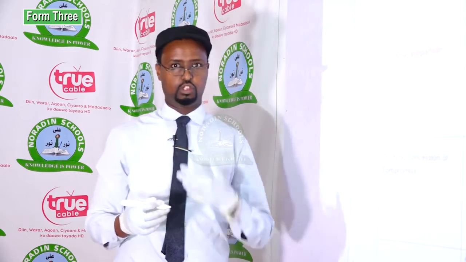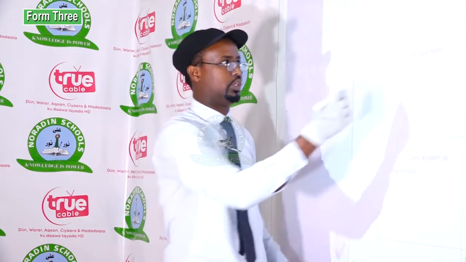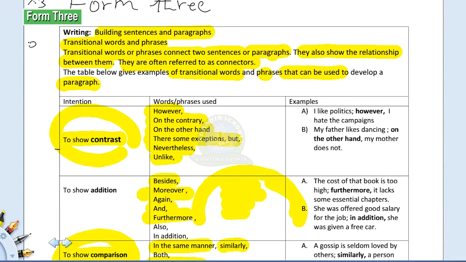But I have seen many of you during writing or speaking using the word in the same manner. Or some of you always use the word in the same way. But if you use the word in the same way in your earlier sentence or maybe your earlier ideas, you better change with this, in the same way or similarly. But you don't have to repeat the word similarly 10 times. I have seen some of you repeating the word similarly 10 times when you are comparing something. That is completely incorrect.